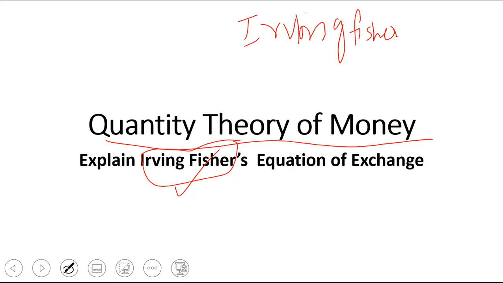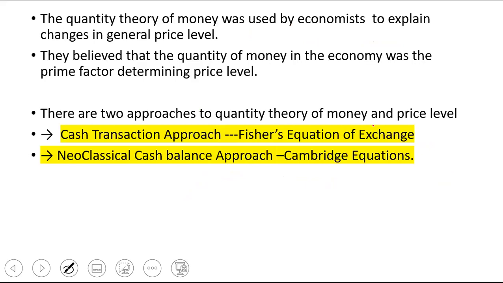And he has given a formula to show what is the relationship, or what is the quantity theory of money. It is also known as the equation of exchange. Fisher has introduced an equation that is known as the equation of exchange. Quantity theory of money was used by economists to explain changes in the general price level. There are two components to the quantity theory. One is known as the cash transaction approach. The other one is known as the neoclassical cash balance approach.